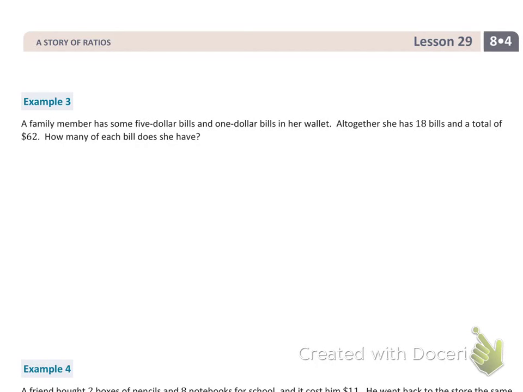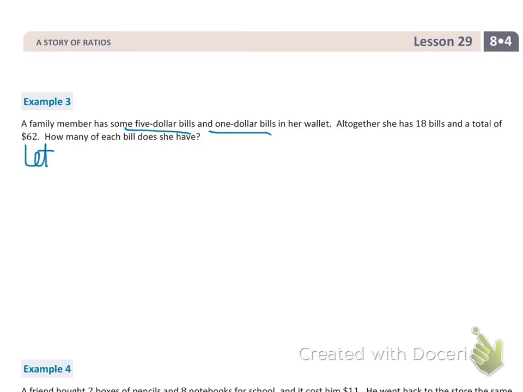Altogether, she has 18 bills and a total of $62. So how many of each bill does she have? So I have $5 bills and $1 bills. So we need to define a variable.